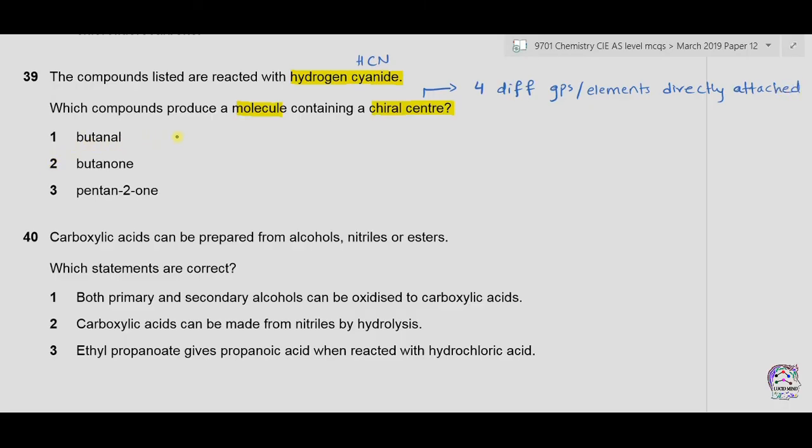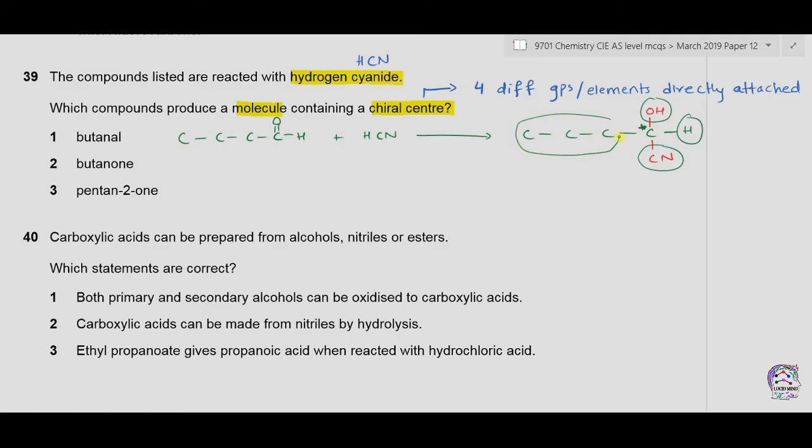1 is butanal. The structure of butanal is 4 carbon atoms and it is an aldehyde. So it will react with HCN to form this structure. Double bond oxygen will convert into OH and CN is attached with the carbon atom. Now as we can see that this carbon atom has 4 different groups attached. One is OH, one is CN, one is H, and one is this alkyl group. So therefore this is chiral center. So option 1 is correct.